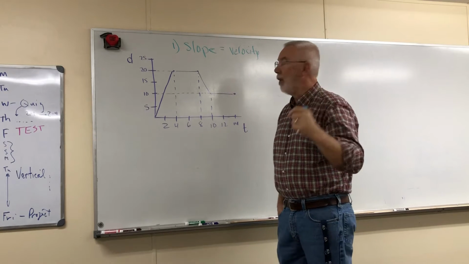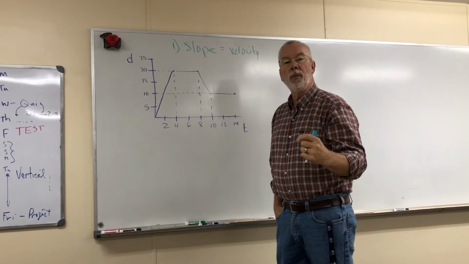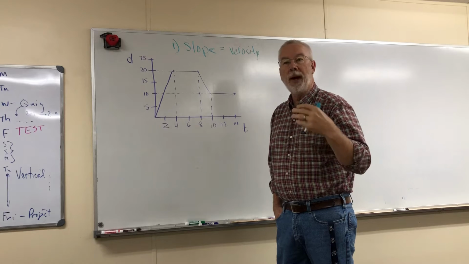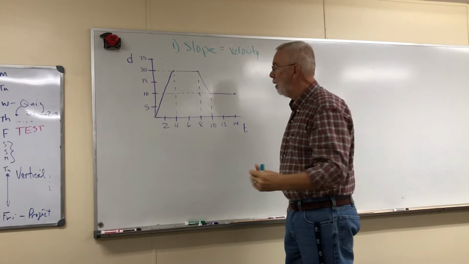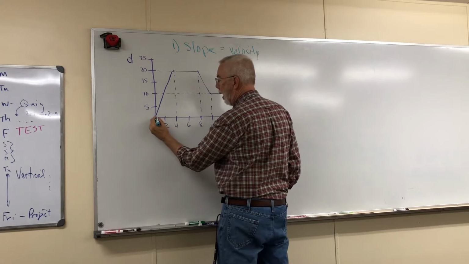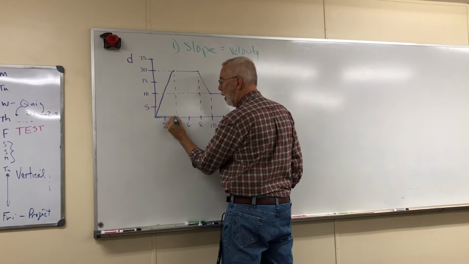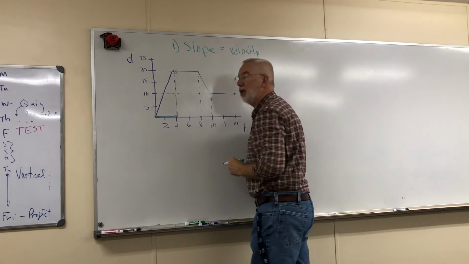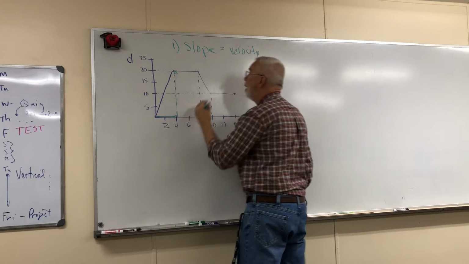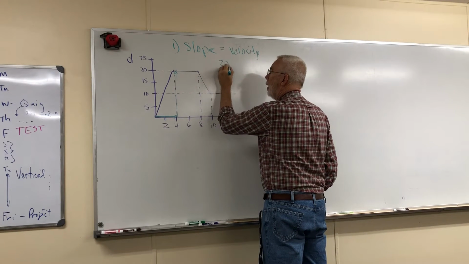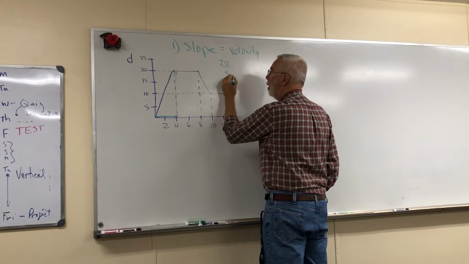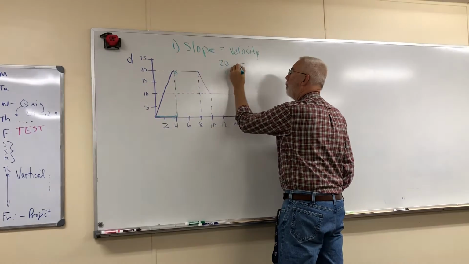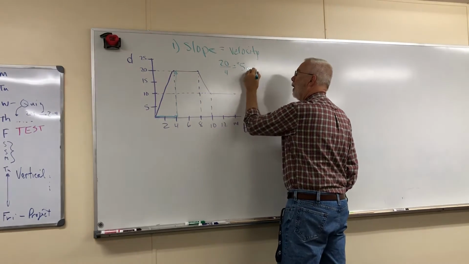So if you remember the simple formula for slope, which could go back all the way back to rise over run, if you will. For example, right here, we have a run of 4 and we have a rise of 20. So the slope would be 20 over 4, which is going to be a positive 5 meters per second.